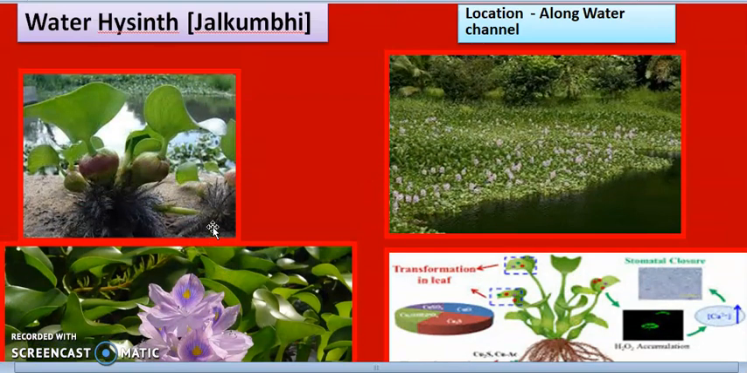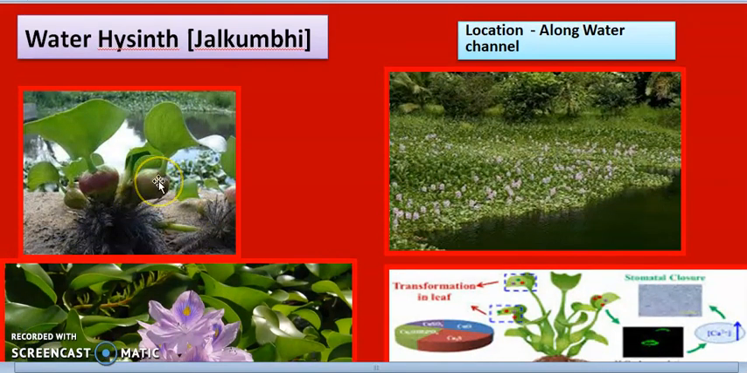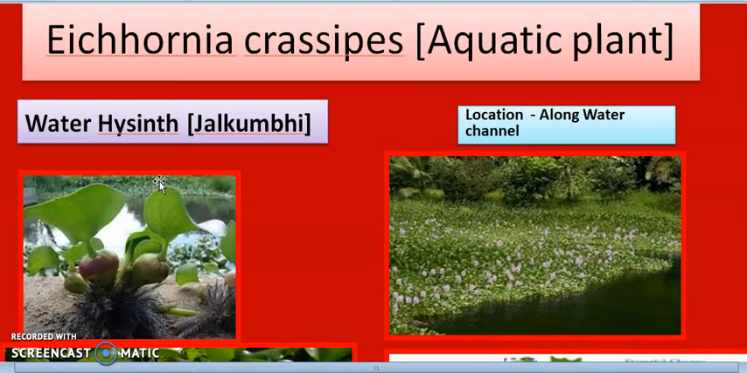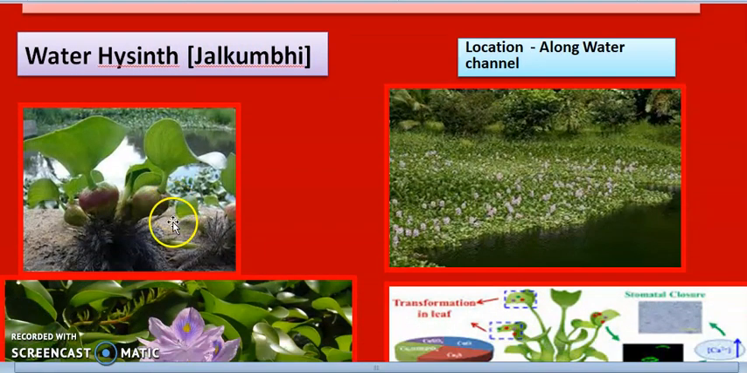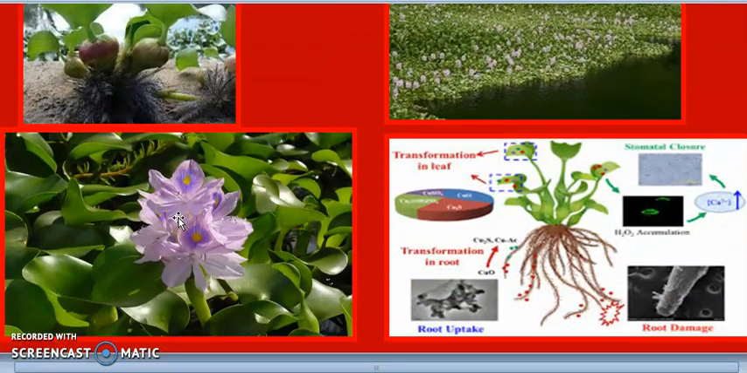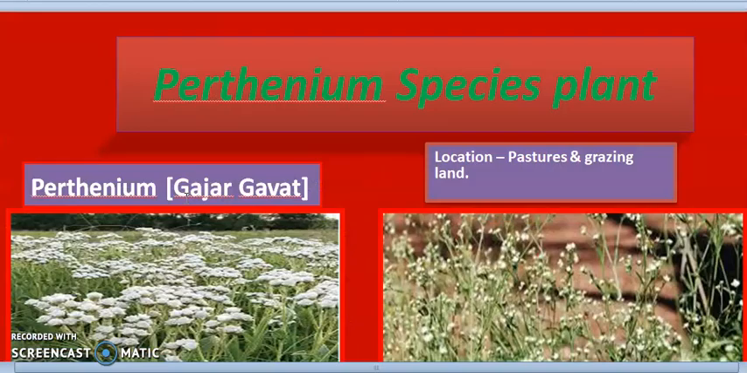Then here we see the water hyacinth, botanically known as Eichhornia. It is locally known as water hyacinth or jalkumbhi, and is classified as an aquatic weed plant. It is mostly seen in our rivers where the water level is stable.